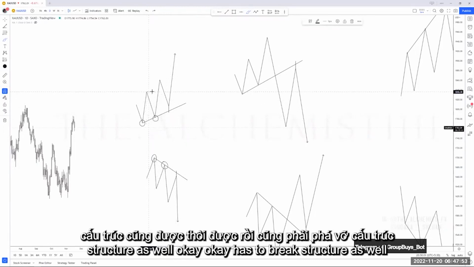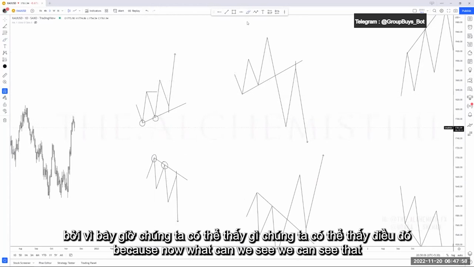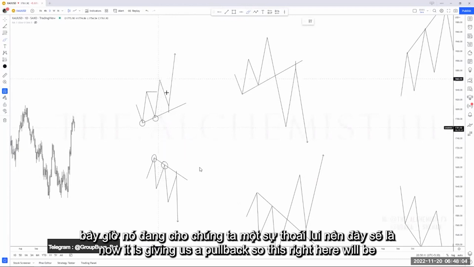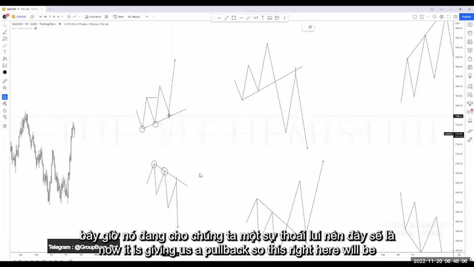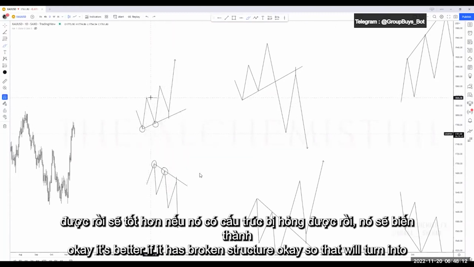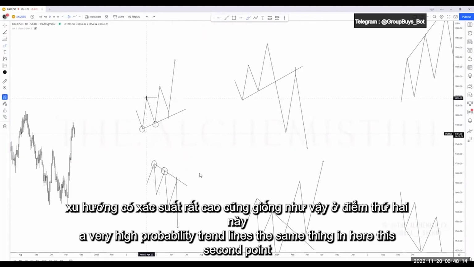And remember, the second point that you are using has to break structure as well. Because now what can we see? The market is bullish anyway, and it has broken structure in here. Now it is giving us a pullback, so this right here will be our entry point. So remember, the second point must break structure. It's better if it has broken structure, because that will turn into a very high probability trend line.